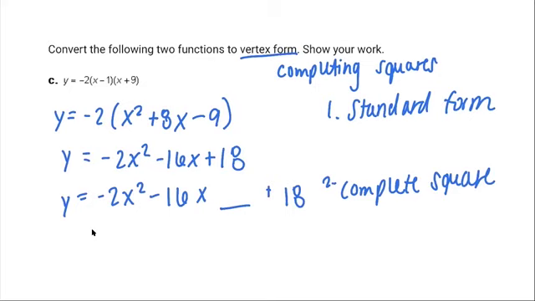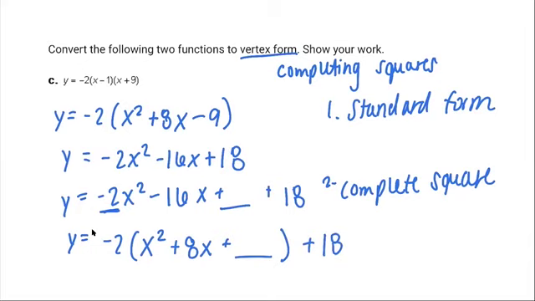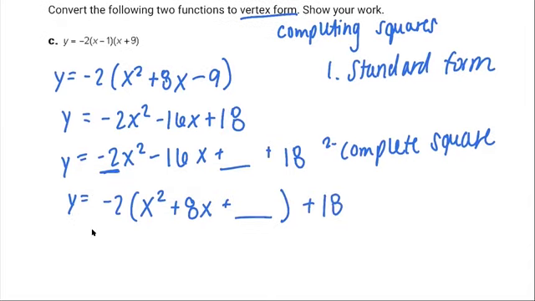And so what that looks like is, first, we want to make sure we can get rid of that a term. So we pull negative 2 out, and we have x squared plus 8x, plus something. And 18's on the outside.